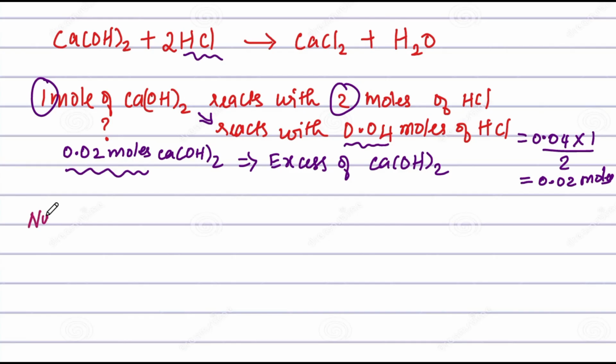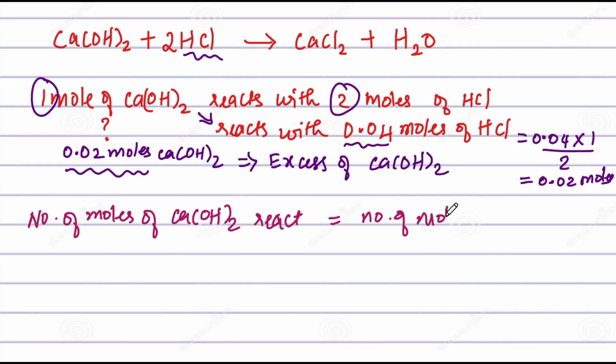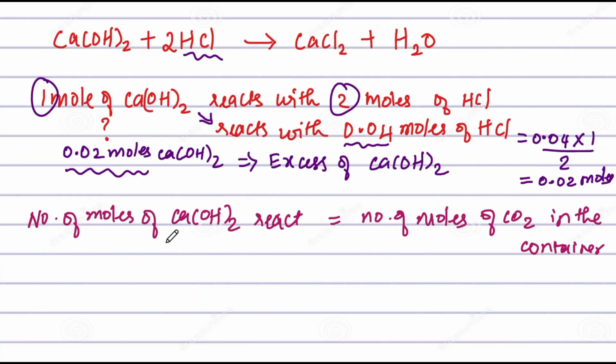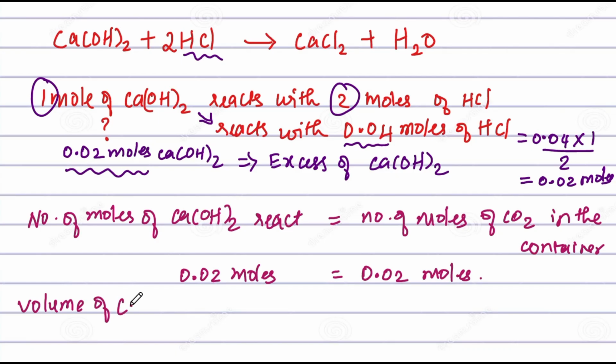Now, the number of moles of Ca(OH)2 reacted will be equal to the number of moles of CO2 in the container, because in the question it is mentioned the entire amount of CO2 reacted with the Ca(OH)2. So, we saw the reacted Ca(OH)2 as 0.02 moles. So, the amount of CO2 is also 0.02 moles. Now, you have to find the volume of CO2.